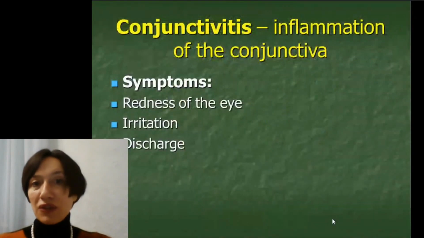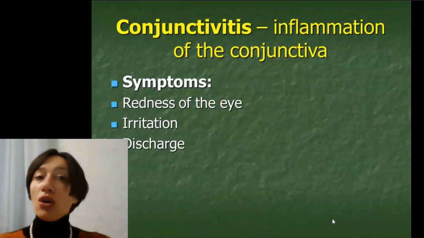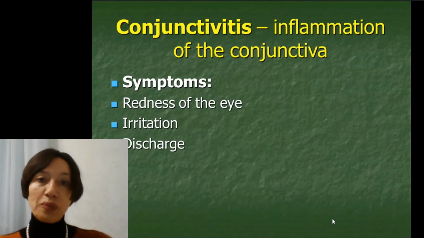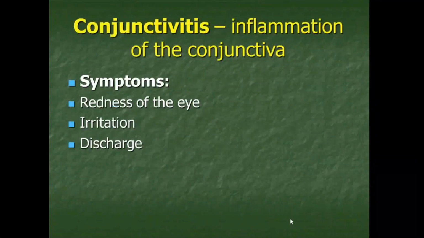We start from the inflammatory disease conjunctivitis. 80% of all patients who come to ophthalmologists have conjunctivitis. So it's a rather frequent disease for young patients, for children, and for elderly patients also. Symptoms are very simple: redness of the eye, irritation, and discharge.